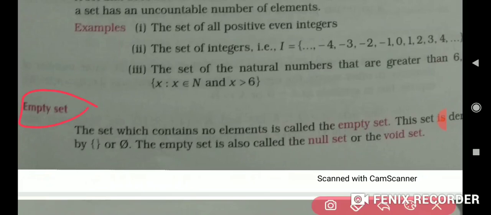Now, empty set. The set which contains no elements is called empty set. That means a set which has no elements. No elements means it can be denoted by this. In this, between braces, no element should be there, and it is known as empty set, or you can denote it by this. And this empty set is also called null set or the void set.